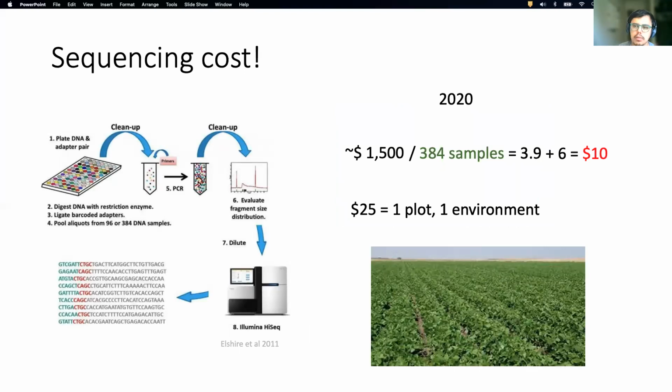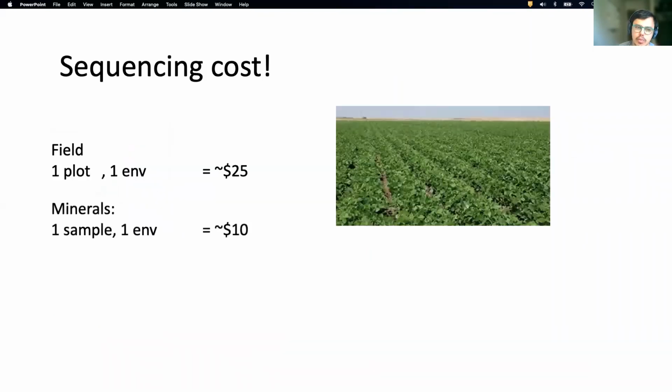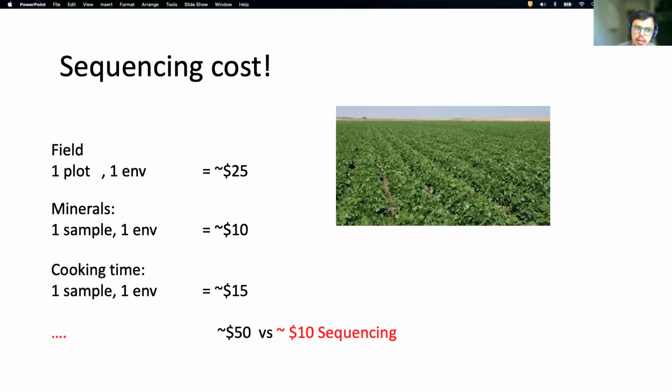Yeah, it's cheap. That depends on your country, but here it is cheap. And if we compare that with generating the phenotype, you can see that if we just generate the phenotype in one environment, just one rep, and we take data from minerals and cooking time.